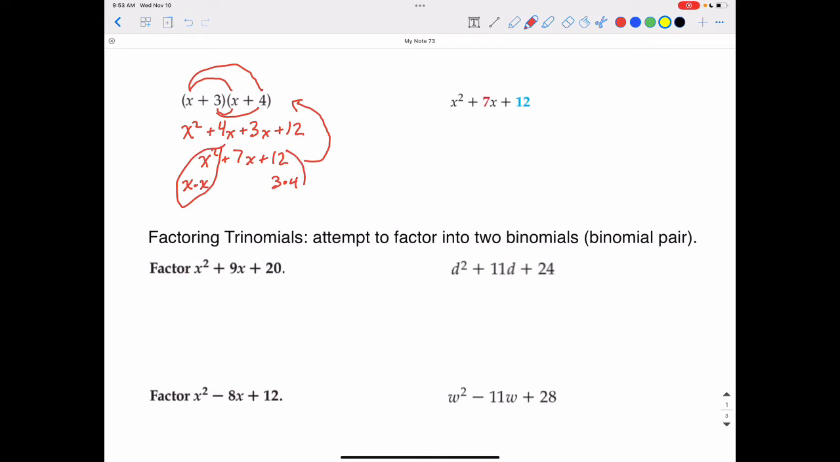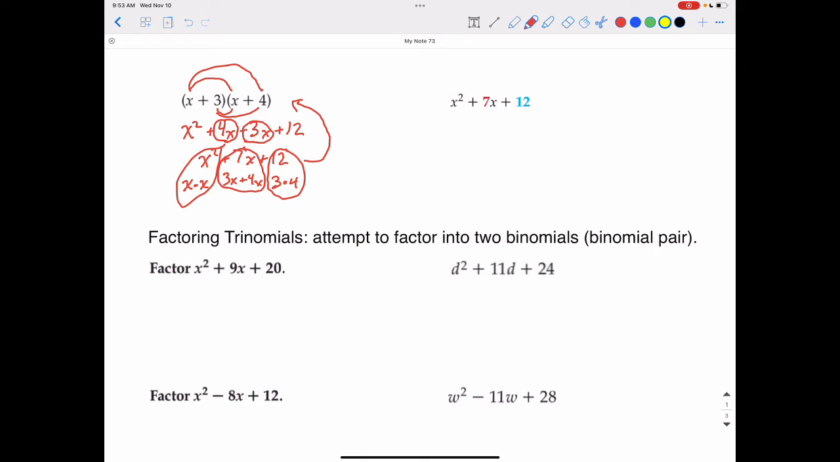The middle term came from a couple of things. The middle term started out by coming from the 4x plus the 3x, and the 4x and the 3x came from multiplying the 3 times the x and the 4 times the x. So that's where the middle term came from. We can use all that information to help us factor.